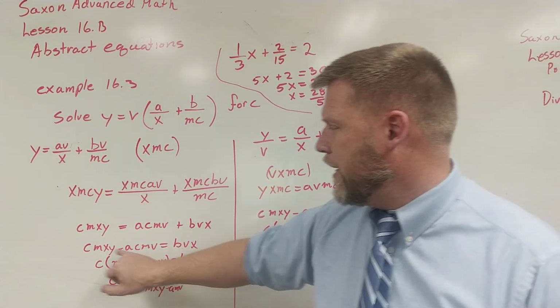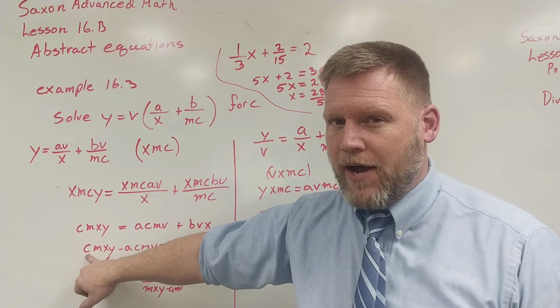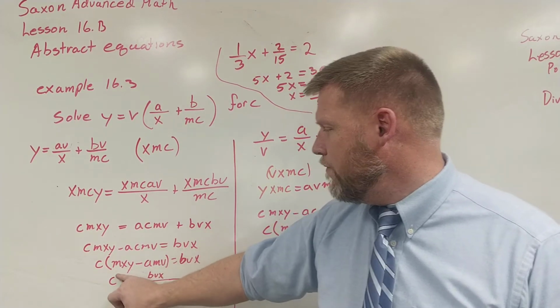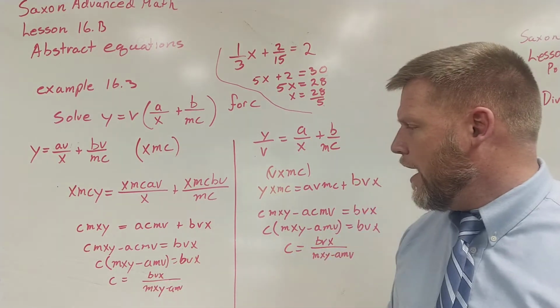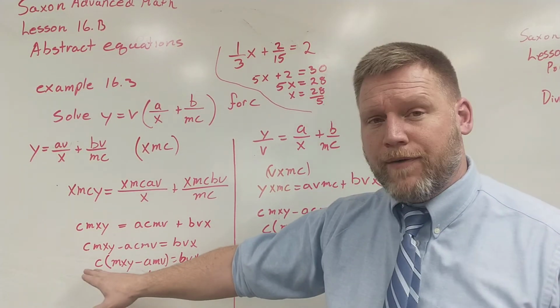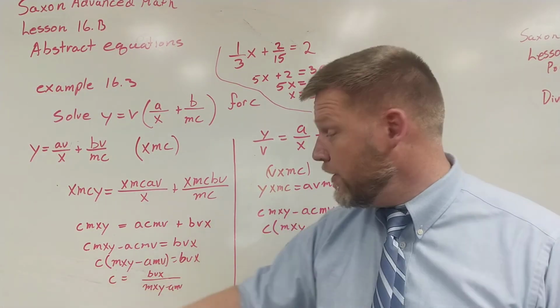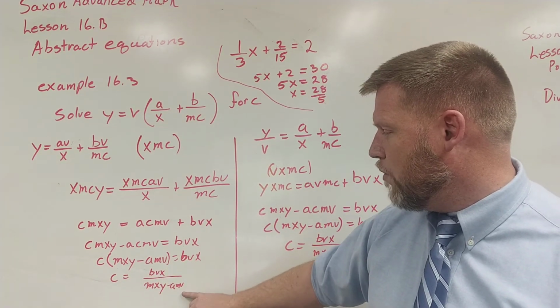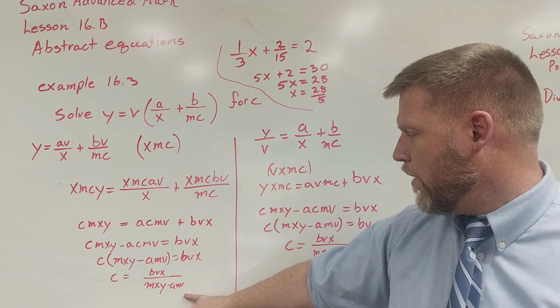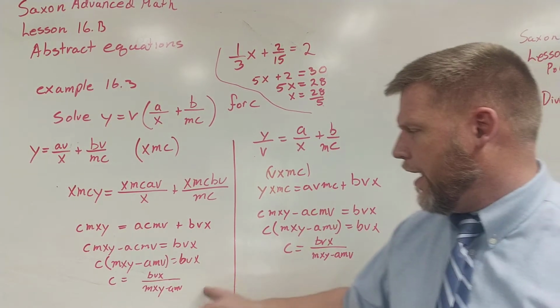At this point, because c is what I'm trying to isolate, I factor the c out to the front, leaving me with mxy minus amv. Okay? Now I have that as being multiplied by c, so if I do the opposite of multiplication, division, I divide both sides by this. That gives me bvx over mxy minus amv. And I have what c is.